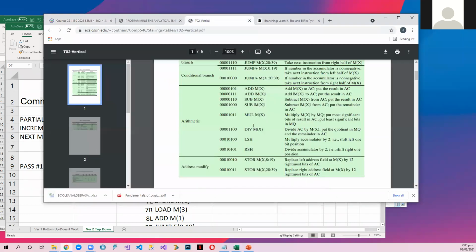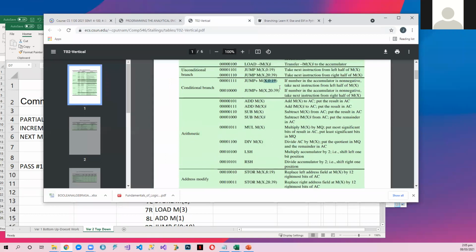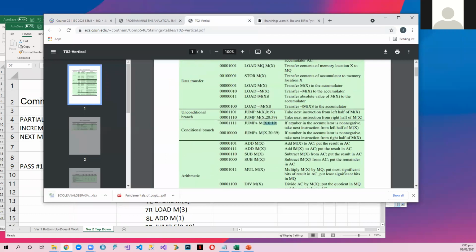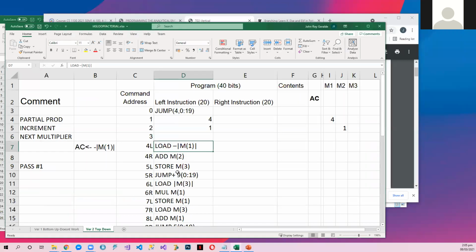We have this, so this is jump plus. Can you see that? You can download this also. It will jump if the number in the accumulator is non-negative. Let's go back to this. Likewise, we have jump 4 to 19, because this is our first instruction. We cannot include addresses 1, 2, and 3 because these are data.